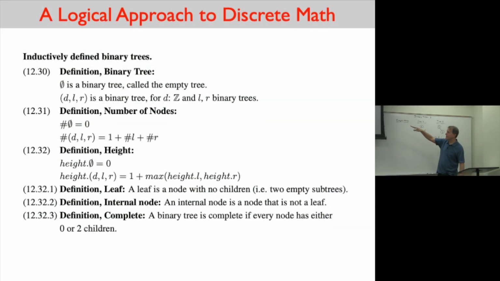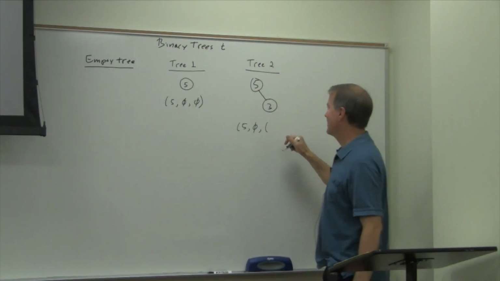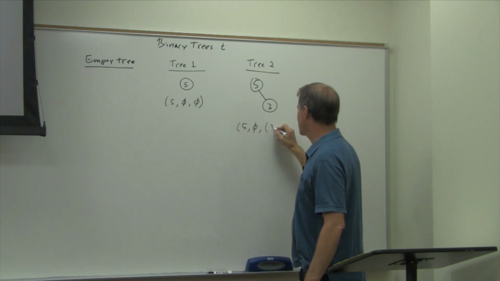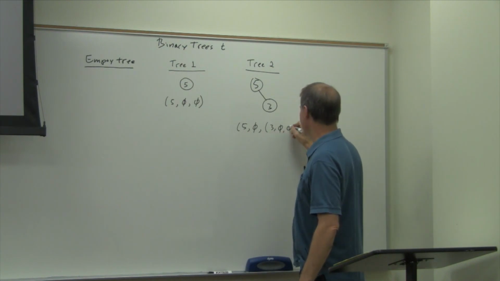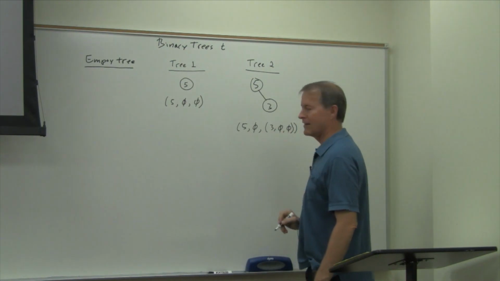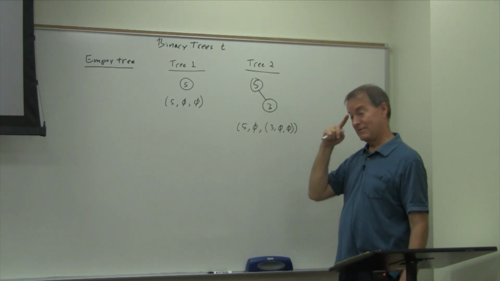Because here it says DLR. L is a binary tree and R is a binary tree. But what is a binary tree? It is a parentheses DLR. So we have to have a parentheses DLR here for this tree. But what is this tree? 3, and empty sets. Yeah, empty tree. So it's 3, empty tree, paren. Now, does everybody see how that works?